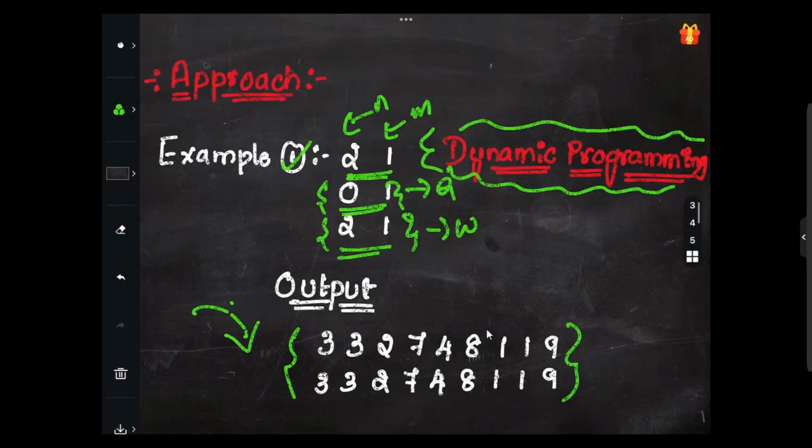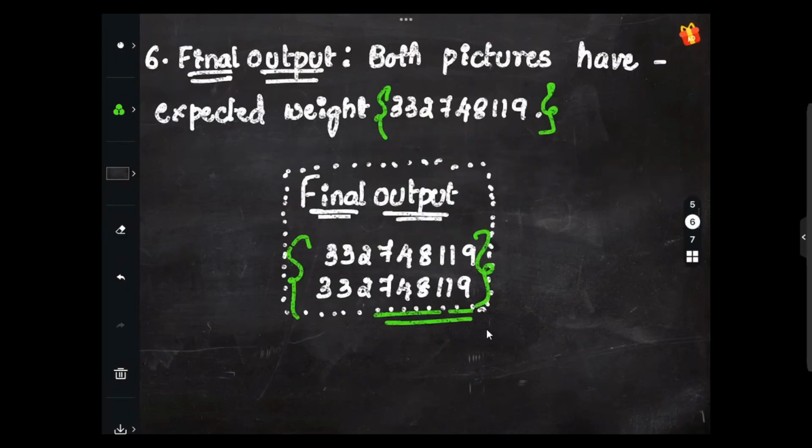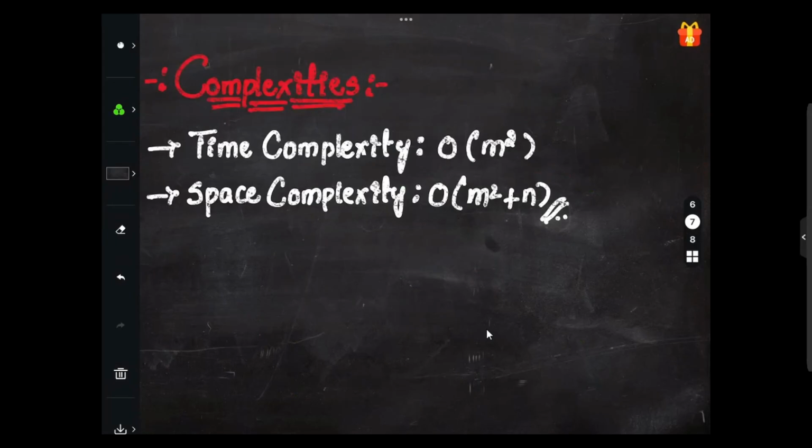As we are completely familiar with the approach, let's quickly discuss the complexities part. So what would be the time complexity here? The time complexity would be big O of m square, right? Because, as I have said, we'll be making use of the DP, the dynamic programming.